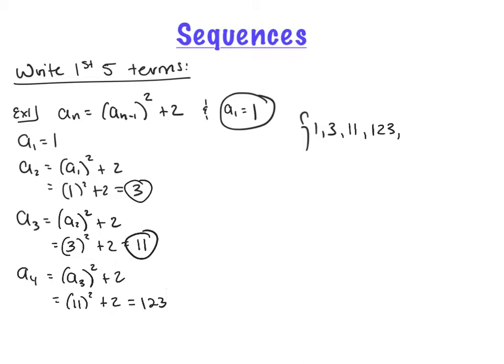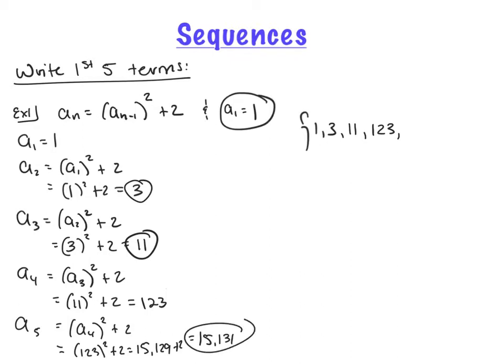One more. Fifth term. Take the term that comes before that, the fourth term, square it and add 2. Let's see, that is big. 123 squared plus 2. Well, 123 squared is 15,129, plus 2 is 15,131. 15,000, we scooch that over a little bit.